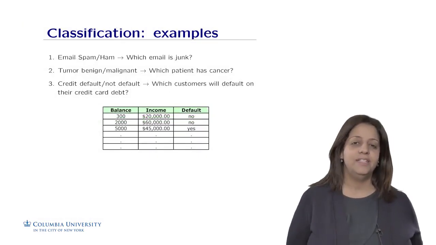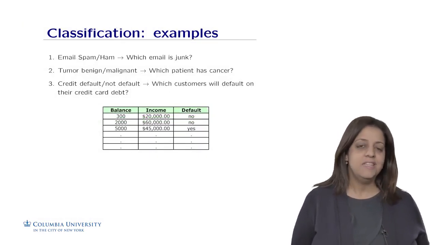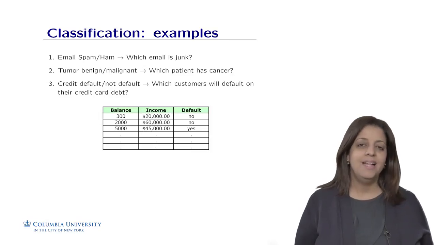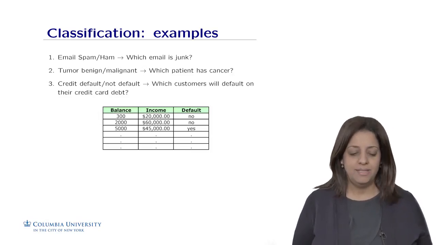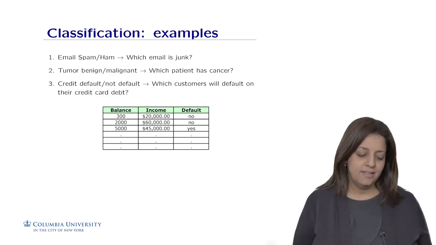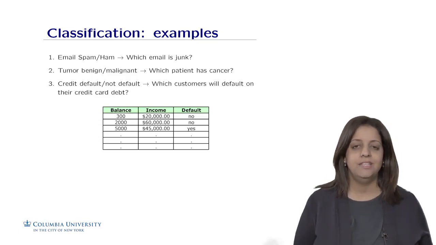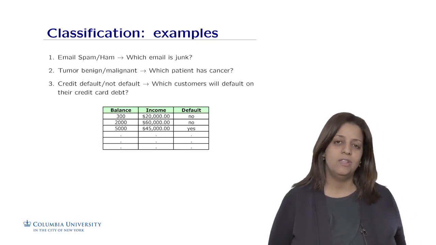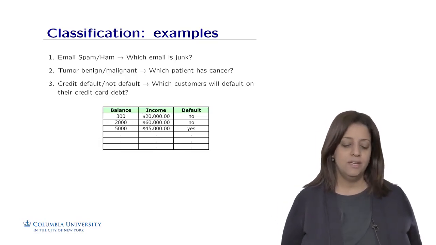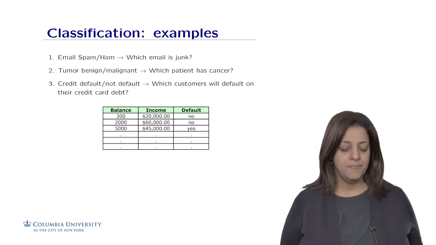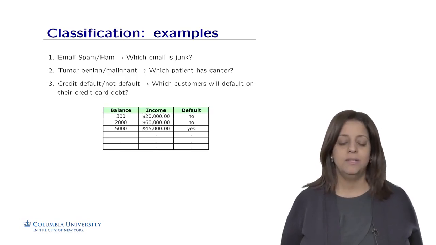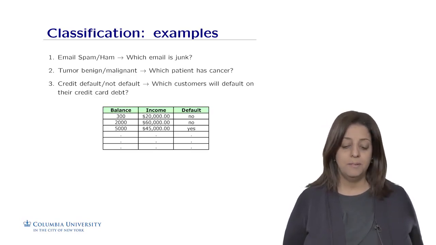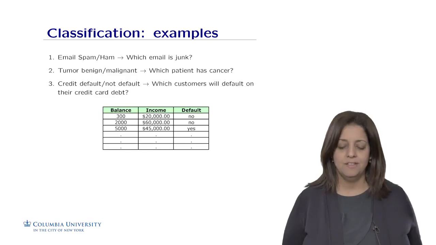So far we have seen several examples of classification: classifying spam from ham emails, classifying tumors as benign or malignant, and also let's take the example in this lecture about credit default or not default. So we have customers in a bank, and we want to be able to decide for a new customer whether he will be defaulting or not. So the data is two features, balance and income, and the label is the default, yes or no.